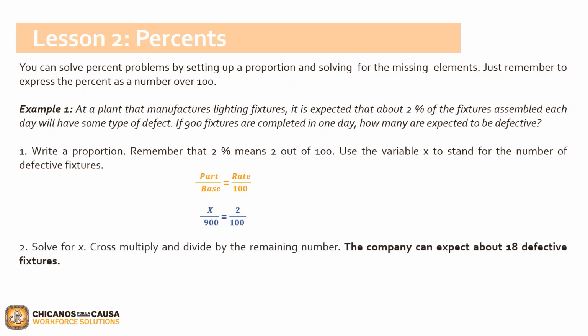Second, we will solve for x. We'll cross multiply and divide by the remaining number. So it'll be 900 times 2 equals 1800. 1800 divided by 100 equals 18. Therefore, our answer for this example question is the company can expect about 18 defective fixtures.